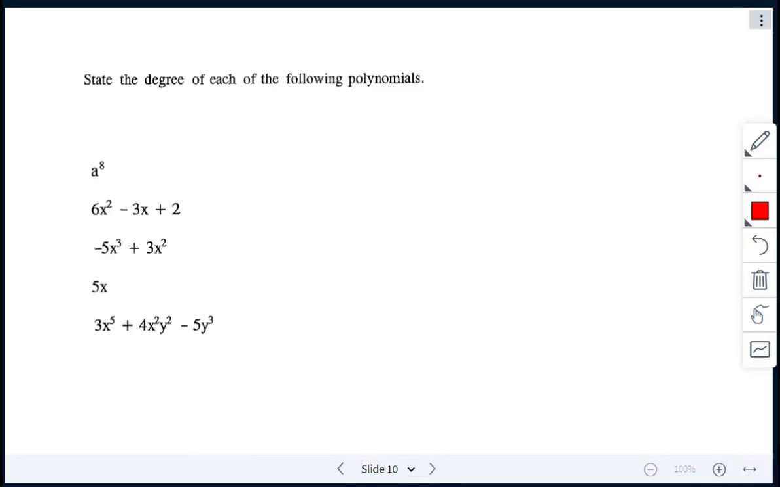All right, next we have to state the degree of each of the polynomials. So the very first one, a to the power of 8. This is a term, and its exponent is 8. So this is an 8th degree monomial. Here we have a trinomial. This term has a squared. This term is to the power of 1. So this would be a 2nd degree. Let me just write that down. 8th degree. This would be 2nd degree.